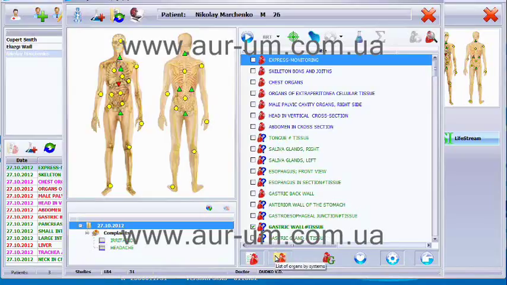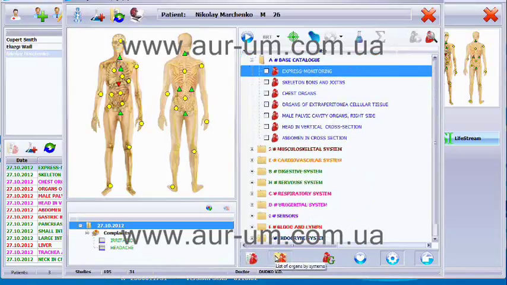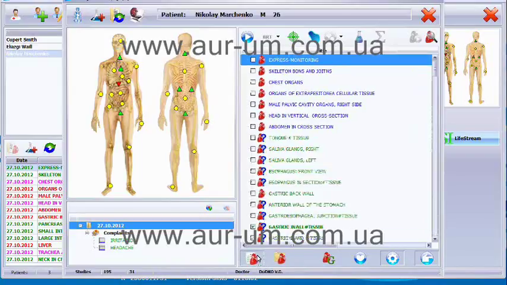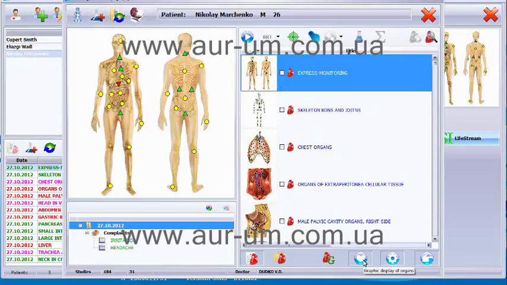Also, we can see a list of organs by systems, so every system will be subdivided into a folder. Another interface possibility that we have to see them, just as we did, is the list of organs. Additionally, we can also see the graphic display of organs. In this case, it will be easier for you in the first steps.